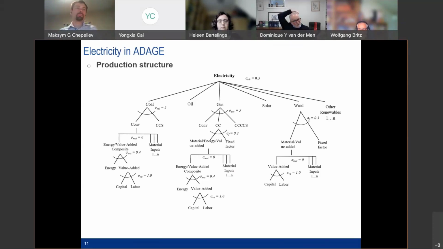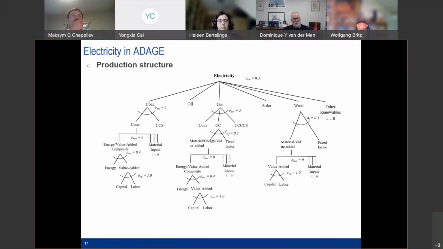Yeah, that's a very small number at the beginning, but then in the future, they were like CCS in natural gas. They have bigger substitution between conventional combined cycle. So the substitution is 5 in this block.